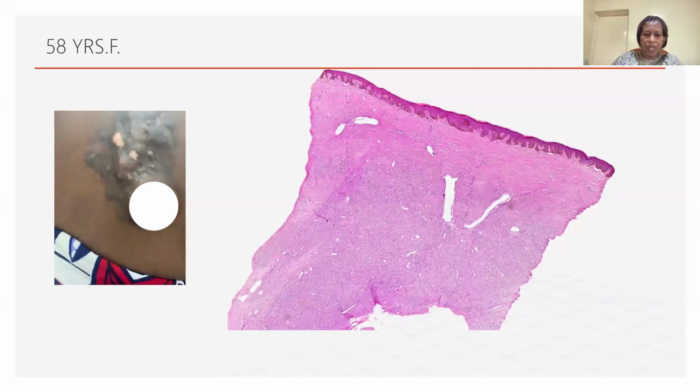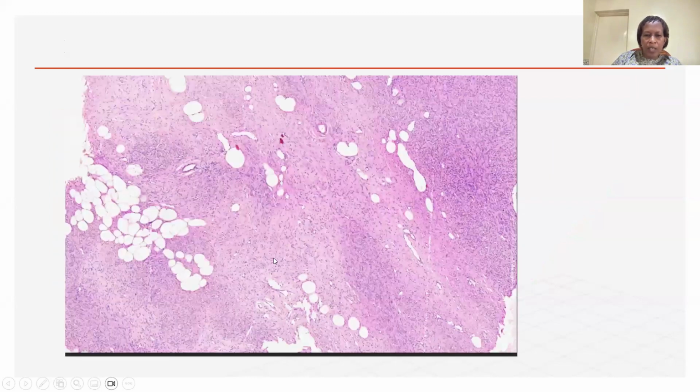The other patient presented with a firm tumor lesion on the lower back. This tumor lesion had been there for the previous 5 years, and the patient was thinking maybe it was post-trauma. We took a biopsy, which showed a normal epidermis, and the lesion was only at the level of the dermis. The lesion could also invade the fat.